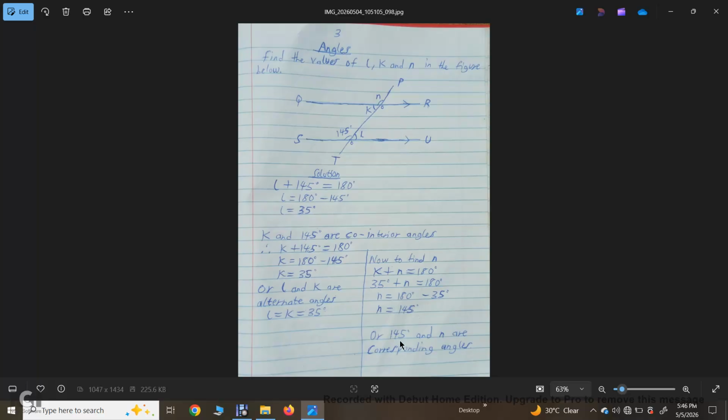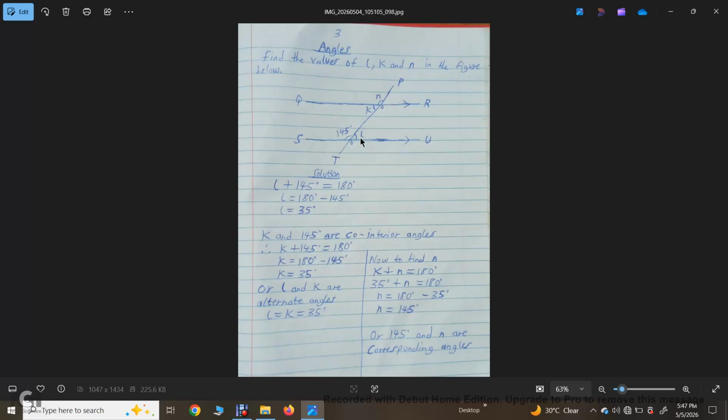145 degrees and N are corresponding angles. These are corresponding angles. It means their values are the same. This angle and this angle are also corresponding. This K and this angle are corresponding. This angle and N are corresponding. L and this angle are corresponding. Their values are the same.